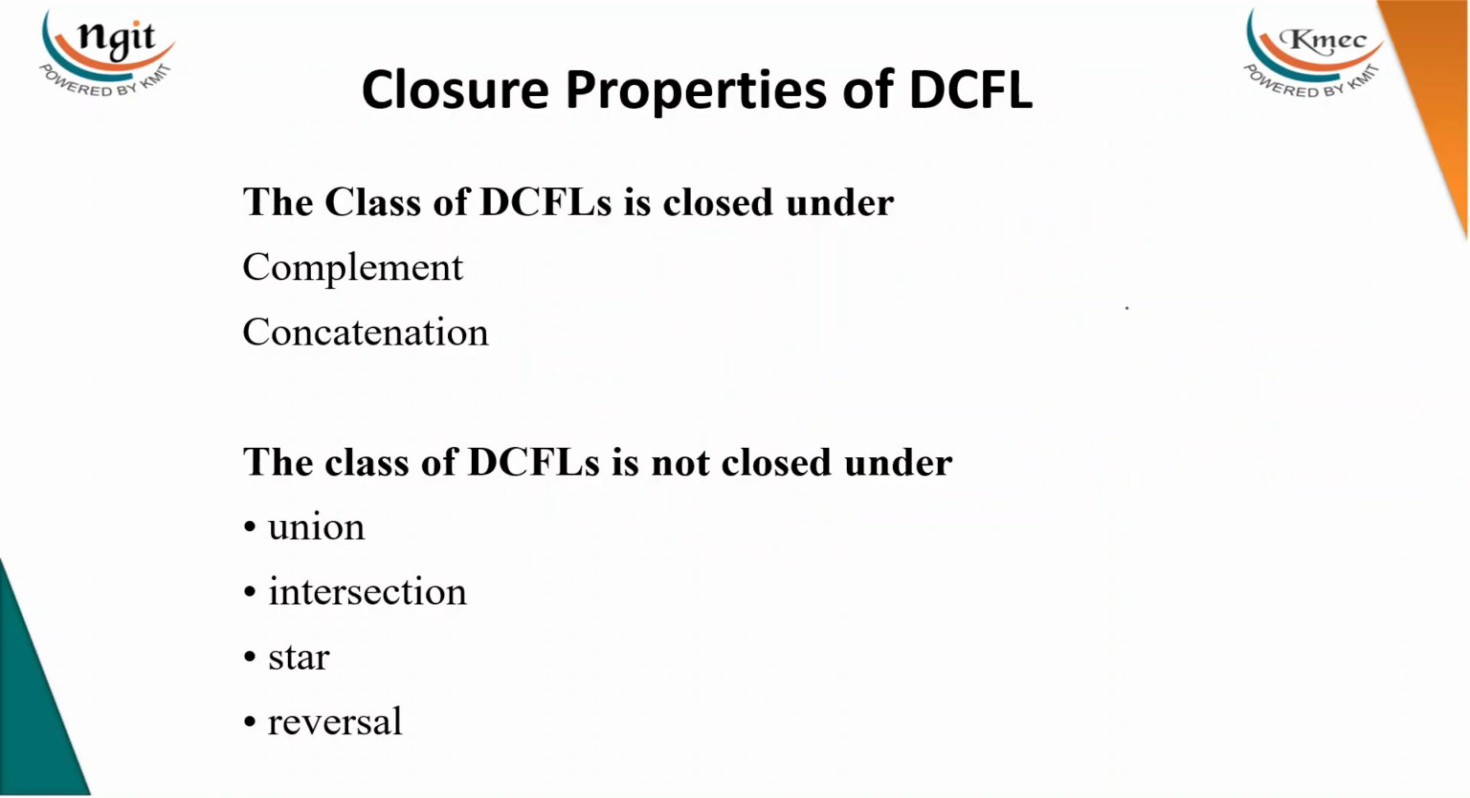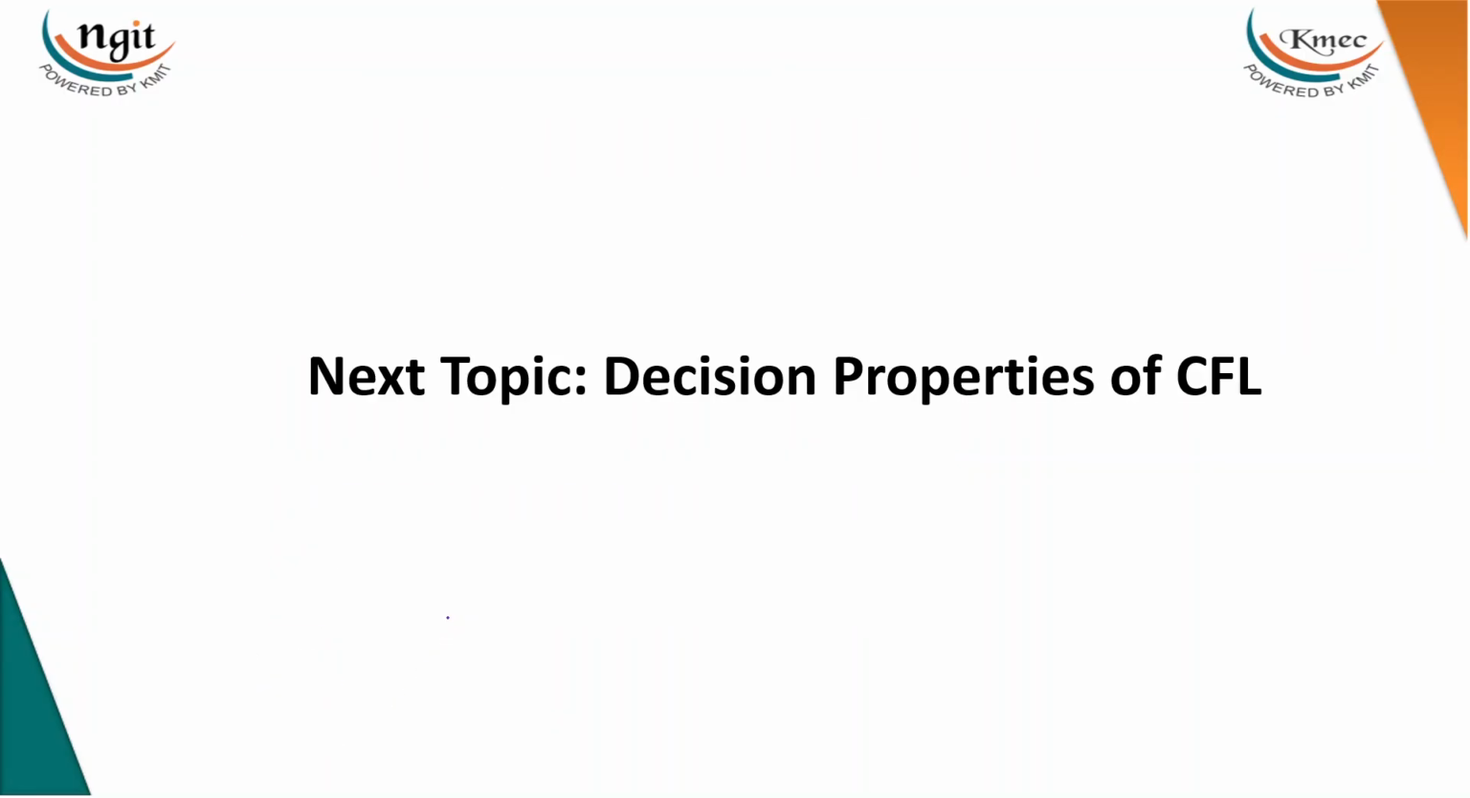So let me go with the closure properties of DCFL. When it comes to CFL closure properties, they are not closed under complement, intersection, and difference, the CID properties. But when it comes to DCFL, we can even close under complement. But they are not closed under union, intersection, Kleene closure, and reversal. So these are not closed.